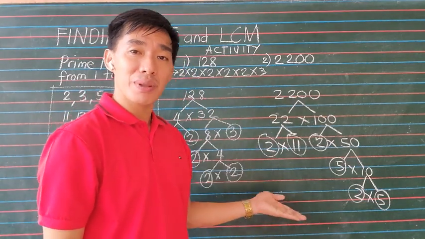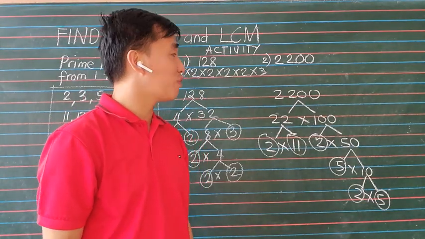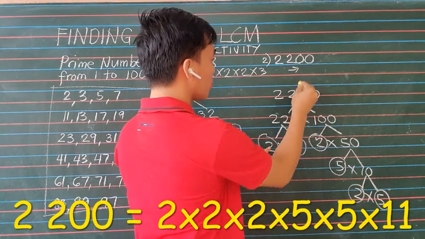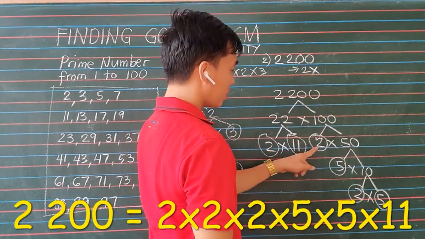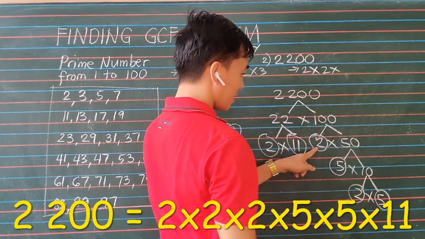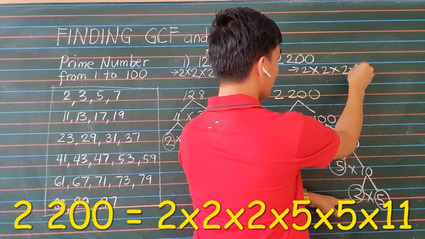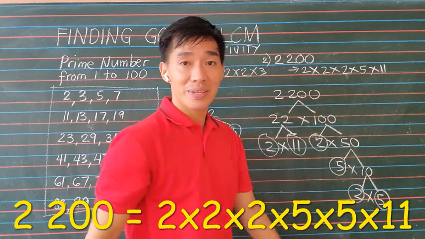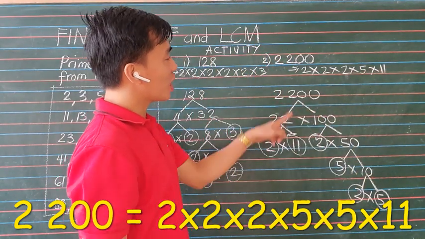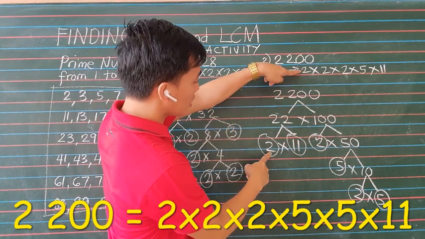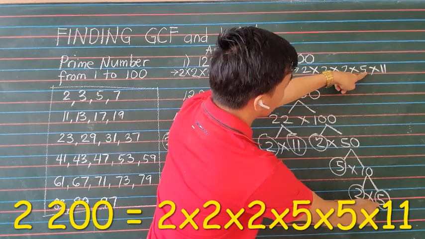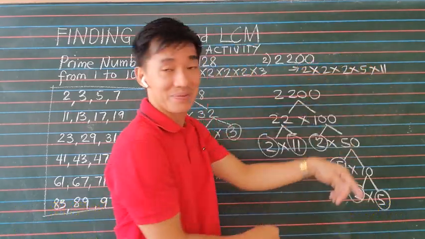So that completes our prime factorization for 2200, which is equal to 2 times 2 times 2 times 5 times 5 times 11. Again, the prime factorization of 2200 is 2 times 2 times 2 times 5 times 5 times 11.